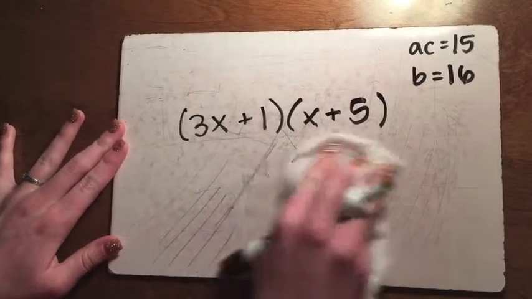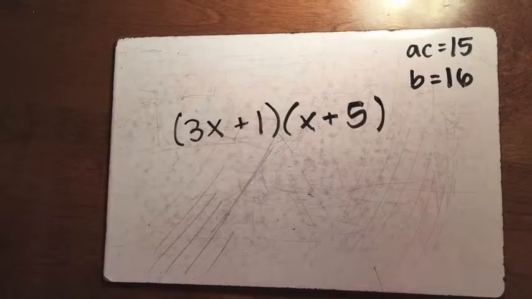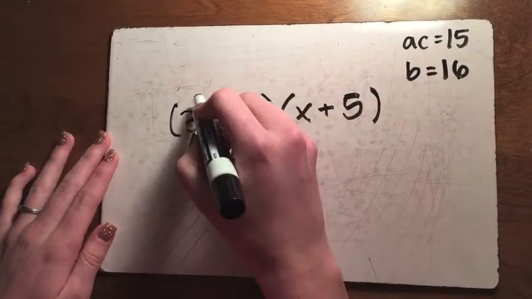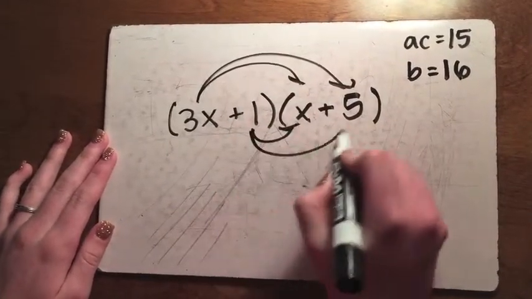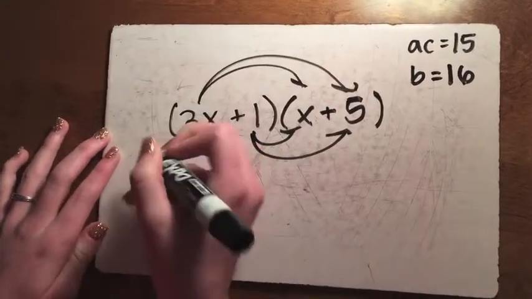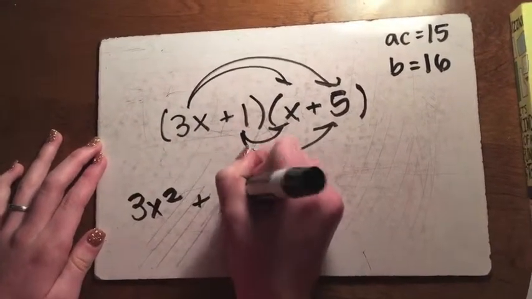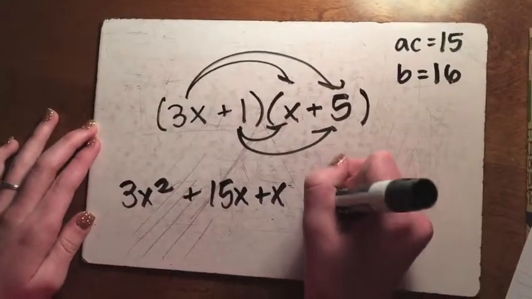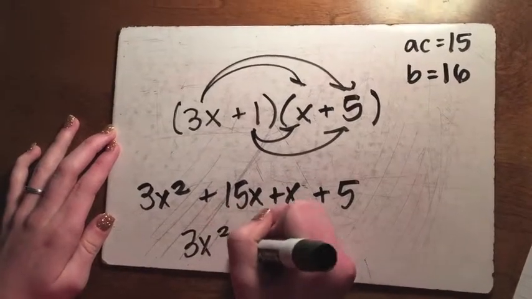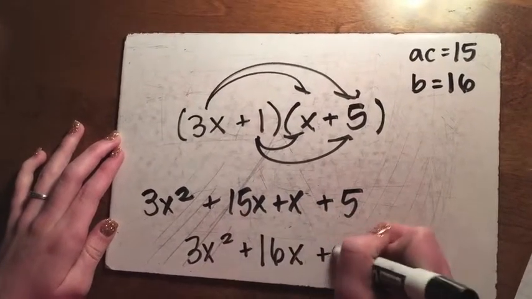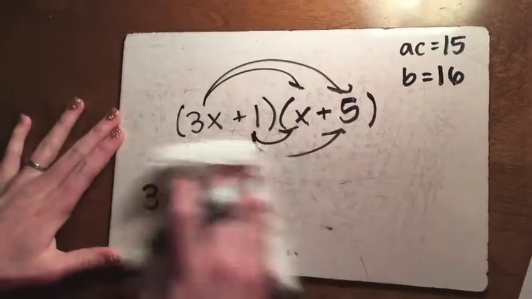And in order to make sure you got it correct, you need to check by foiling. So FOIL: first, outside, inside, last. We all know how to FOIL. 3x squared plus 15x plus x plus 5. Once you simplify, you're left with 3x squared plus 16x plus 5. And that's what you started with. So we know we did it correct.